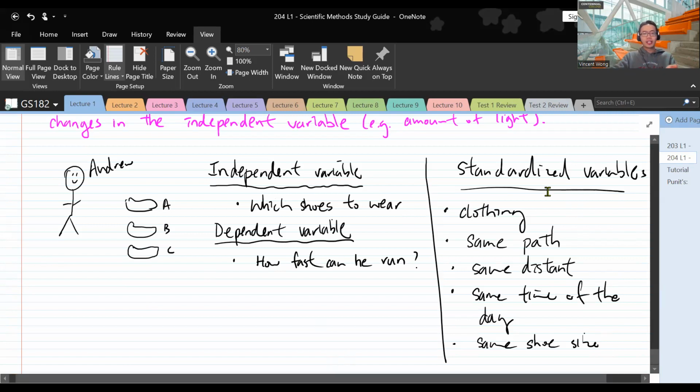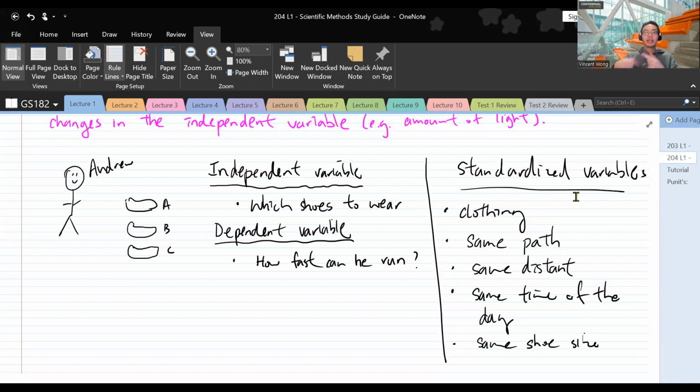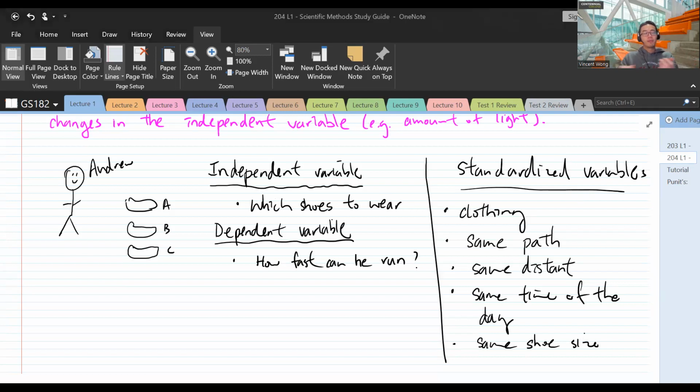Okay, and another standardized variable that you might think about is that he probably wants to rest a little bit between the runs. You don't want to run on Monday and then Tuesday and then Wednesday, right? Because if you're slower on Wednesday, maybe you're just tired, maybe you're just fatigued, right? You want to maybe have like a week of rest in between or something like that.